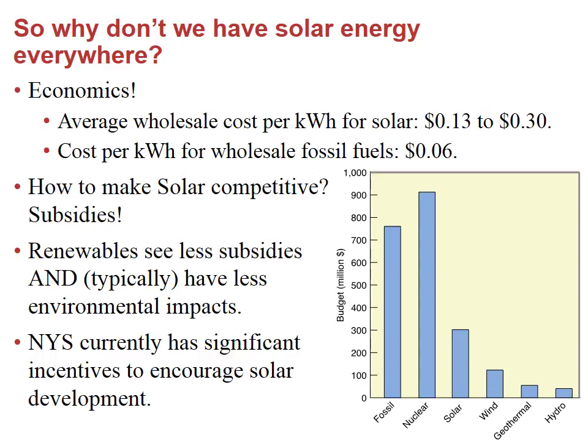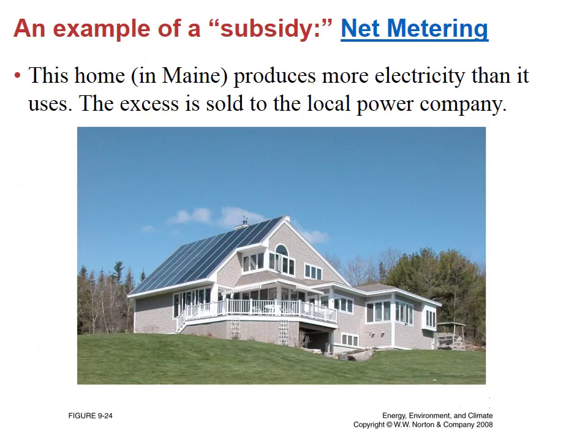Another example of a subsidy is that New York State currently has incentives to encourage solar development. And this is why you have seen so many solar panels on the roof of your house. An example of a subsidy is the idea of net metering, and this is what's going on in New York State right now. Here's a photograph from your textbook, where Wolfson says that this home produces more electricity than it uses, and it sells the excess to the local power company. So this is the idea of net metering.